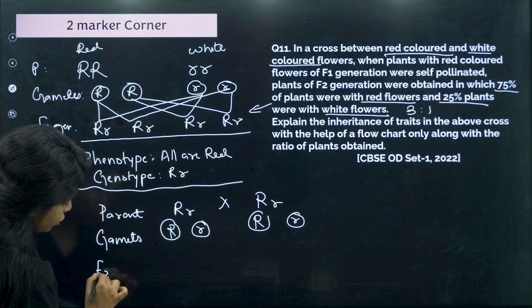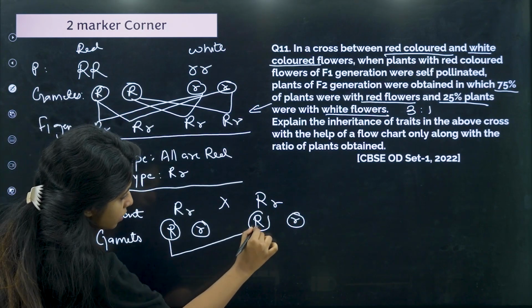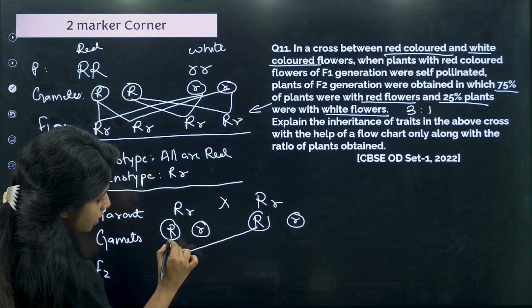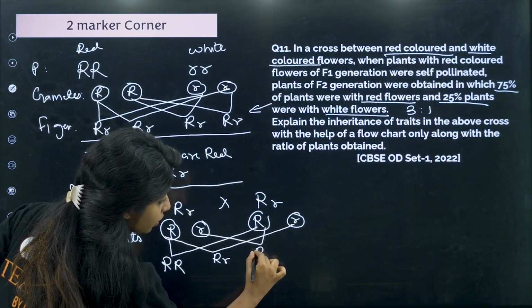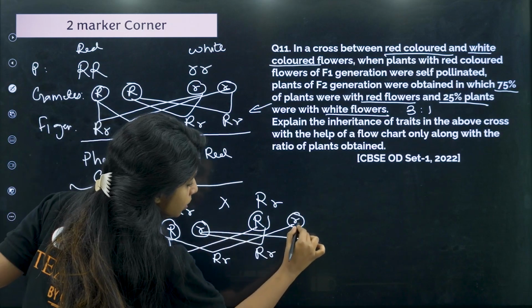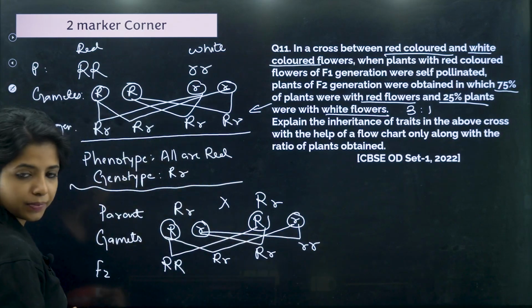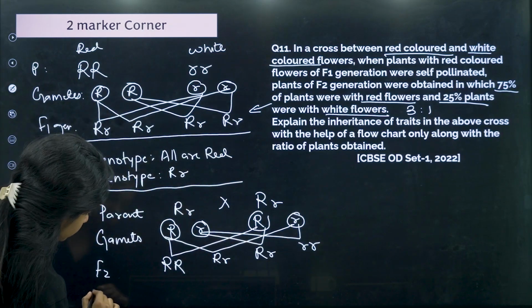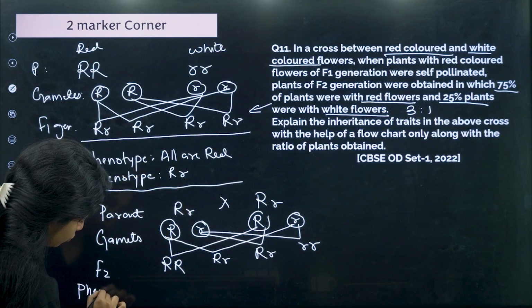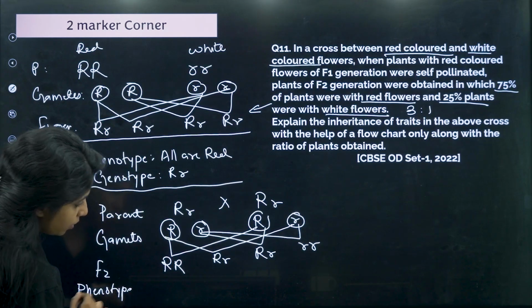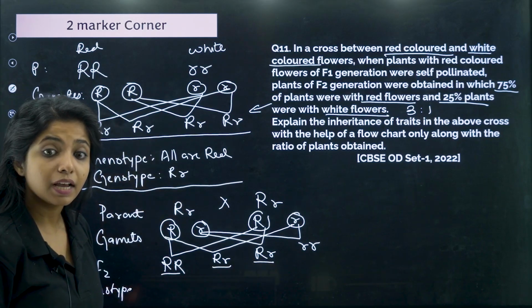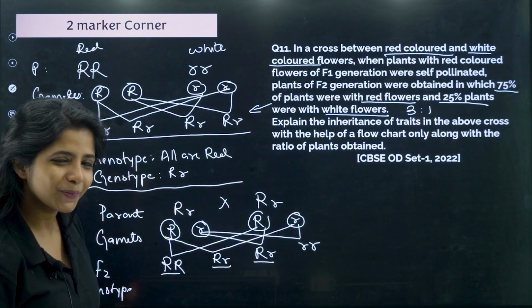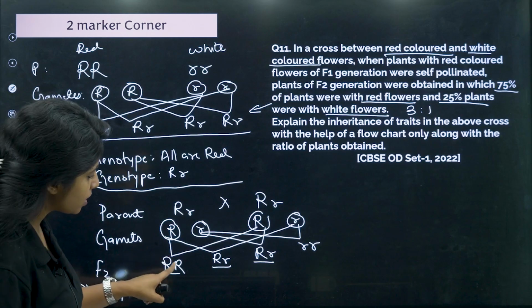What is the F2 generation? This fuses with this to give capital R, capital R. This fuses with this to give capital R, small r. This fuses with this to give capital R, small r. This fuses with this to give small r, small r. So over here, if I ask you the phenotypic ratio, for that you have to find the phenotype. I see 1, 2, 3. All of them, they are white in color. No, they are not white in color, they will be red in color because R is dominant, right?